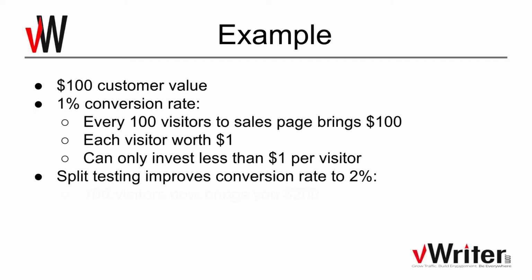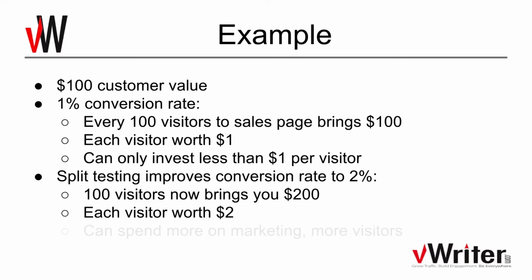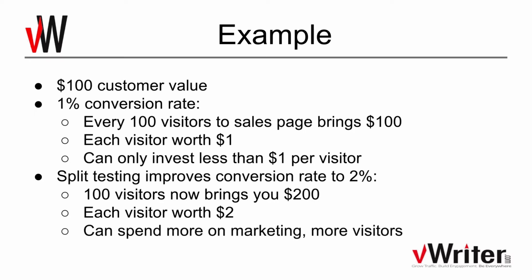So you double that conversion rate. And those 100 visitors now bring you $200 instead of the $100 we had before. Each visitor is worth $2. That allows you to then spend more on marketing, more on visitors, but basically with the same amount of marketing spend, you're now making double the money you were before. You've doubled that conversion rate, and in effect, you've now doubled your business. And it just comes down to that simple split test. So it's quite a profound change from a very simple thing, essentially, that you start doing.